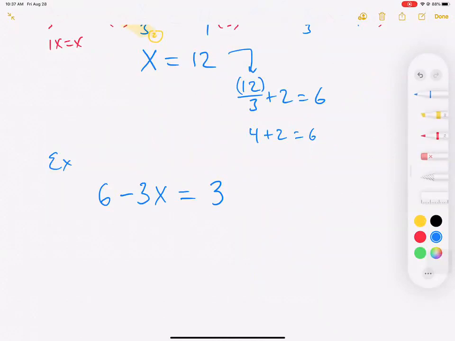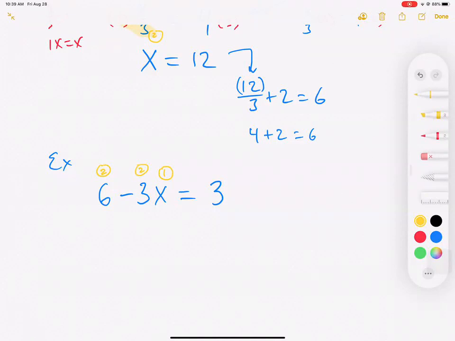One, identify the variable. Okay, I see x, that's the variable we want to solve for. And I want to identify what numbers I have to get rid of. I see it's a 6 and a 3. We want to make sure we know which one is farthest away. Do I get rid of the 6 or the 3?